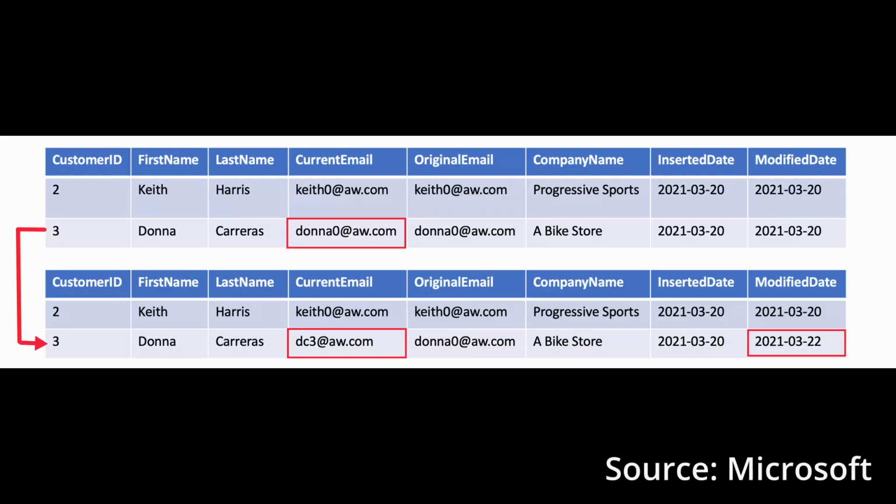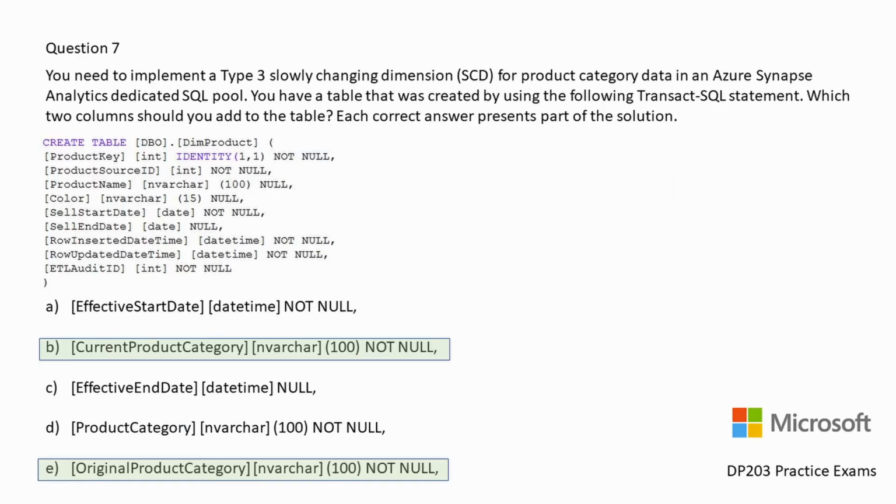To answer this question, we need to understand what each SCD type does. Specifically, we're looking at type 3 SCD. For a type 3 SCD, we have two columns for the dimension member: either the original value and the new value, or the previous value and the new value. So going by that, the two columns we should add are B, current product category, and E, original product category.